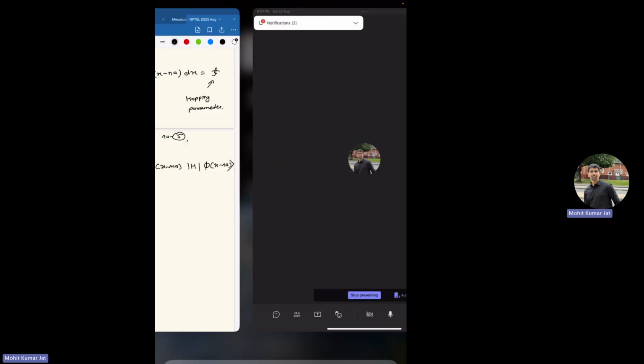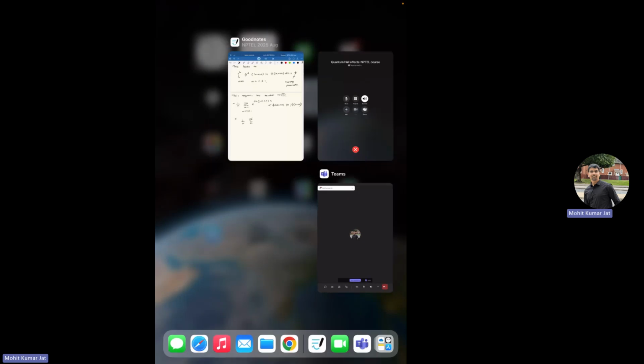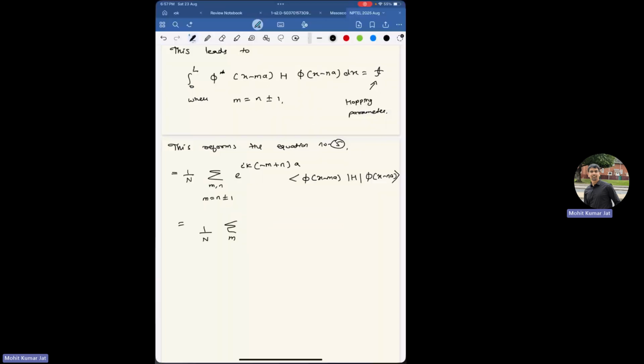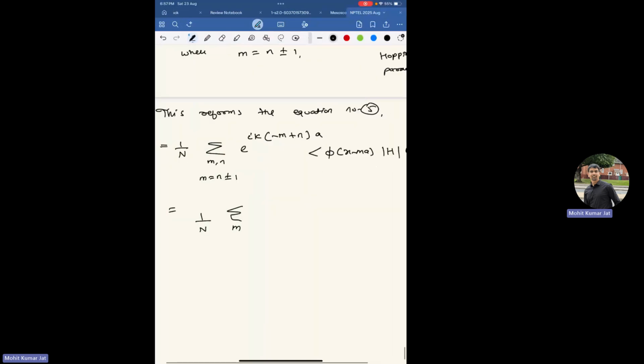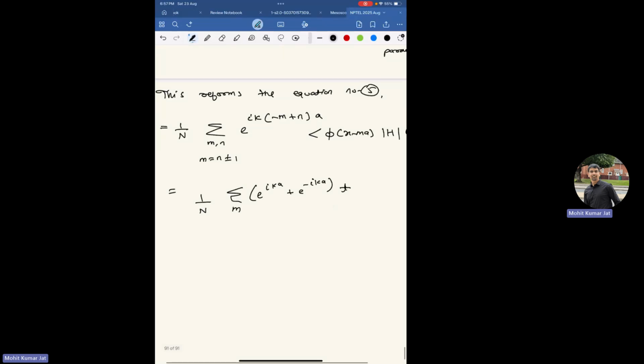Yeah. So we were here. You defined the hopping parameter, and so this can be written like e to the power i k a for m equals n plus or minus 1. If you do it, it will be e to the power i k a plus e to the power minus i k a times t, right? The hopping parameter t.